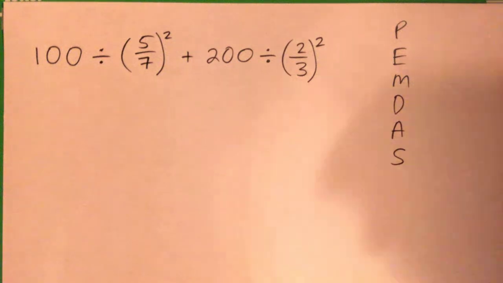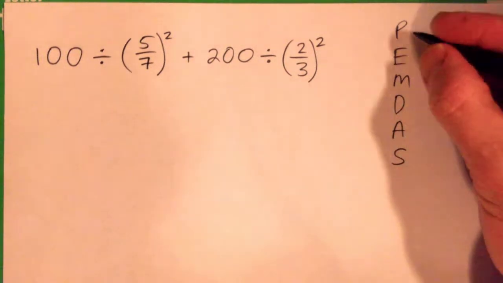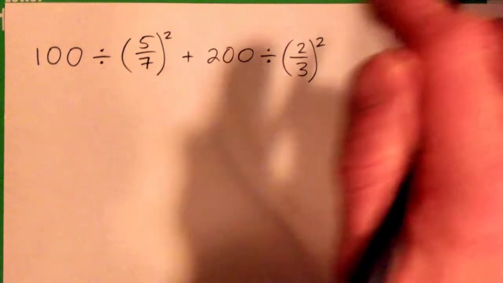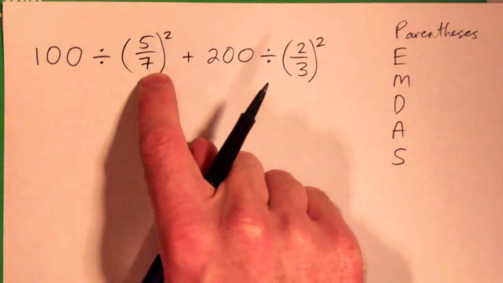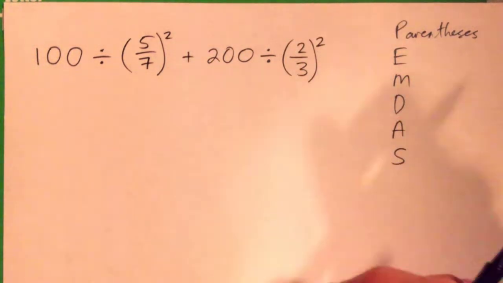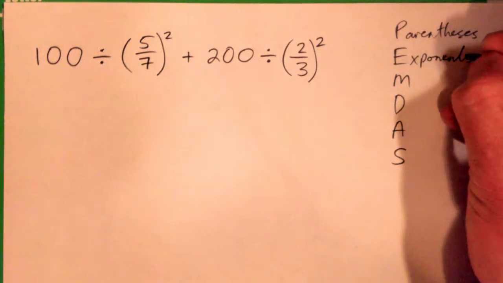Now, parentheses first. I see some parentheses in there, but are there any operations inside the parentheses themselves? That's the question, right? So there's nothing to do in there. You've got a 5/7, but there's no adding or subtracting or multiplying going on. There's a 2/3 in parentheses, but there's nothing to do, right? But we do have exponents, so that comes next, doesn't it?